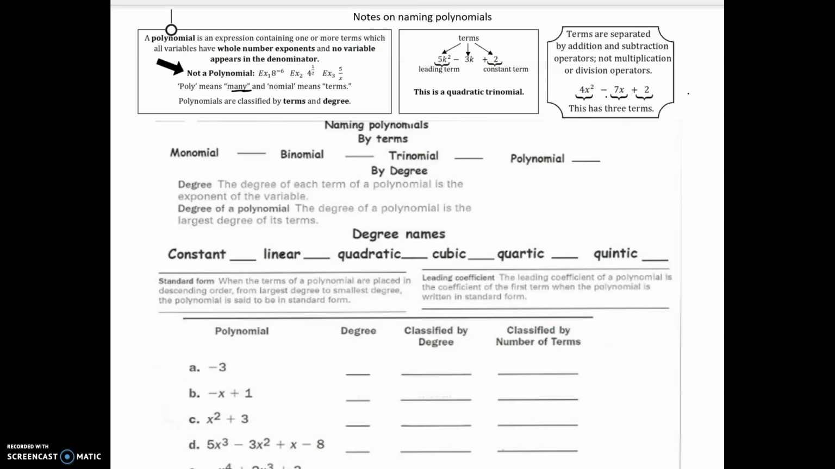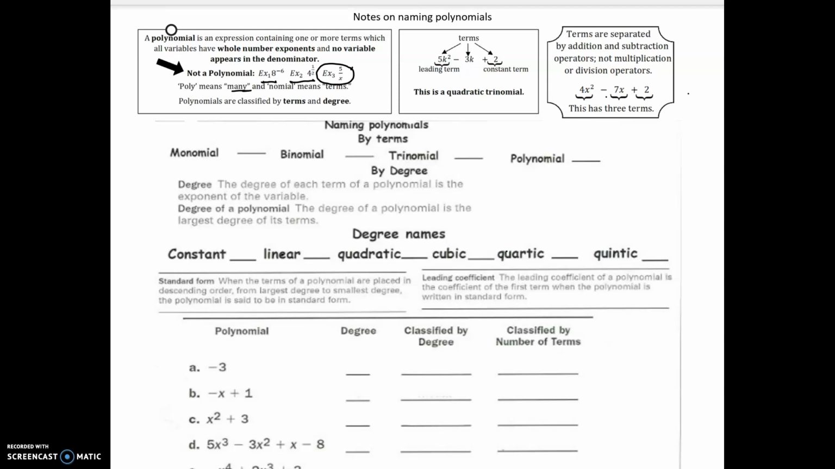You'll notice a couple of rules about a polynomial. If your exponent is a fraction, like in example 1 here, or 2, remember if it's a negative exponent, it's a fraction, and that exponent's a fraction, it is not a polynomial. The second rule is you cannot have an exponent on the bottom of your fraction. It cannot be the denominator.